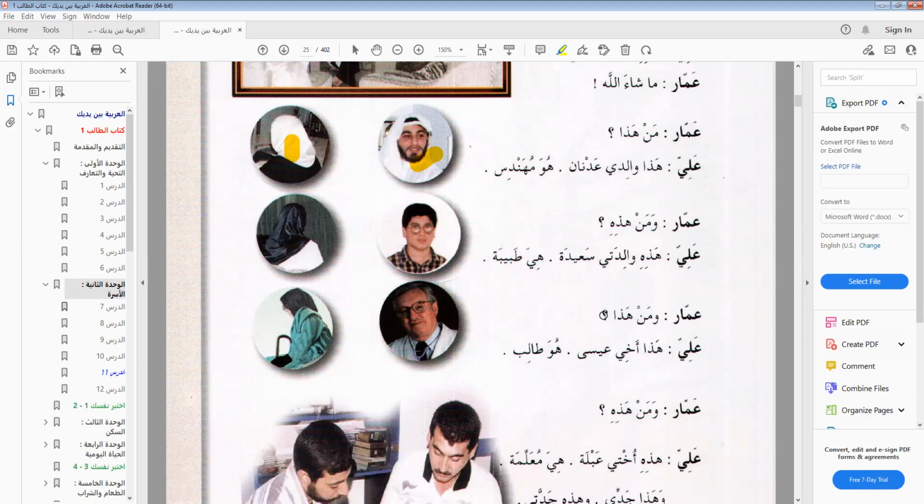Then Ammar asks, Waman hadha, and who is this? This should tell you that it's asking about a man. Just like he asked before, man hadha. He's using the same man hadha. And we've agreed that when you say hadha, this is masculine. Then he says, hadha akhi, this is my brother. Isa, his name is Isa. Huwa talibun, he is a student.